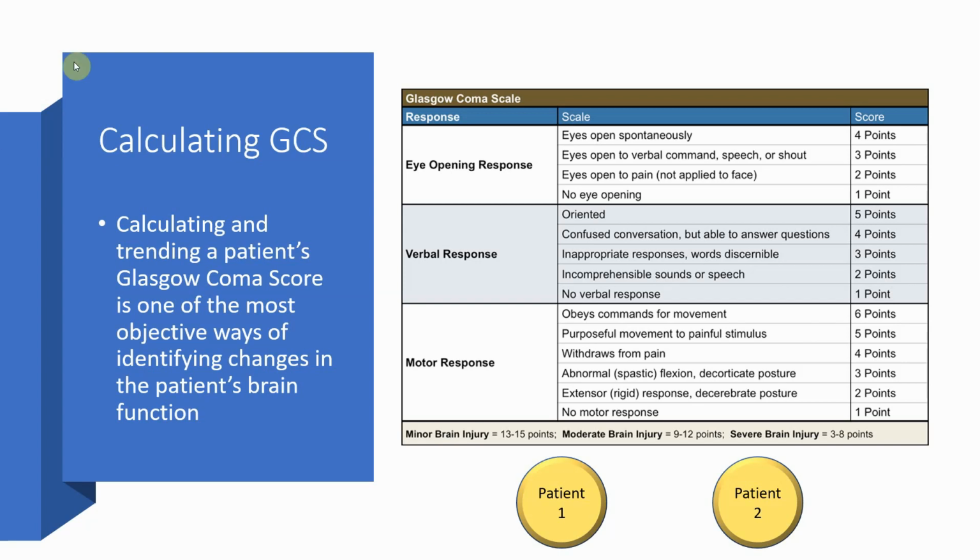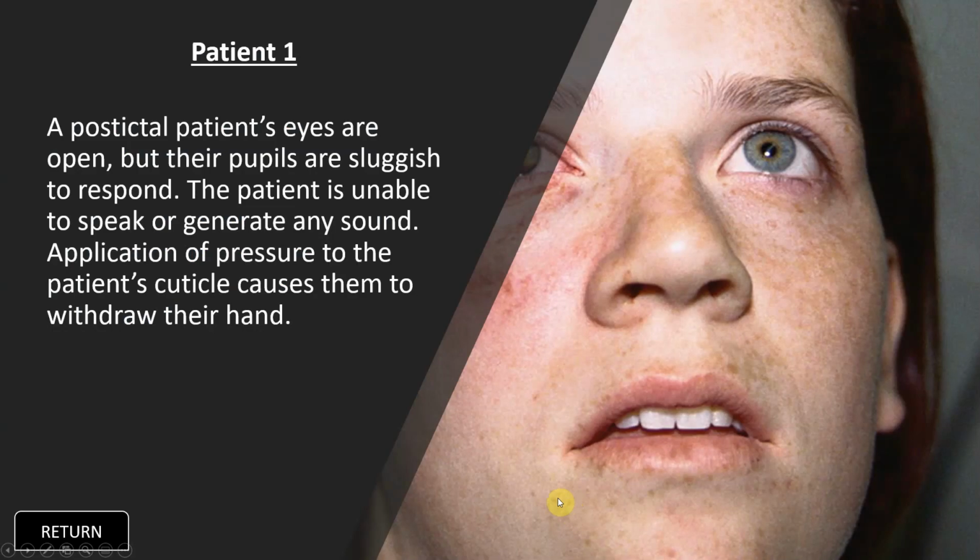So let's practice really quick and just do 2 quick patients and see if everybody remembers or can do this without looking directly at the chart. So patient 1. A postictal patient's eyes are open, but their pupils are sluggish to respond. The patient is unable to speak or generate any sound. An application of pressure to the patient's cuticle causes them to withdraw their hand. So what do you guys think? I'll give you a couple seconds to look that over and calculate it.